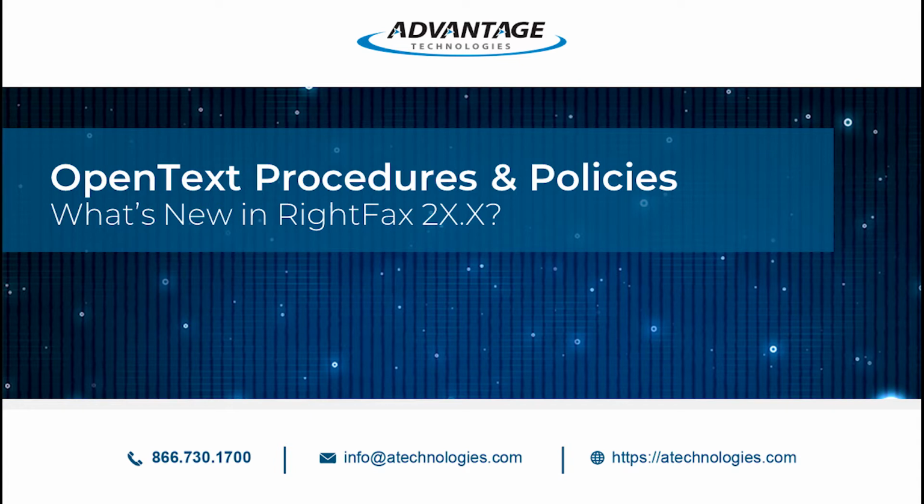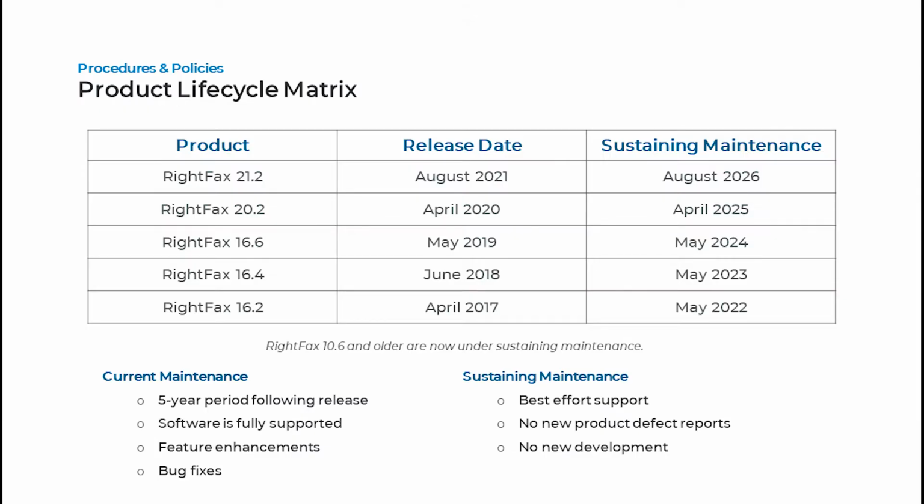Before we dive into the new features of RightFax 20.2 and 21.2, let's talk about OpenText procedures and policies. On this slide, you can see the RightFax product lifecycle matrix. The key takeaway here is the dates each version of RightFax goes into sustaining maintenance. RightFax 21.2 will not go into sustaining maintenance until August of 2026. RightFax 10.6 and older is currently in sustaining maintenance.